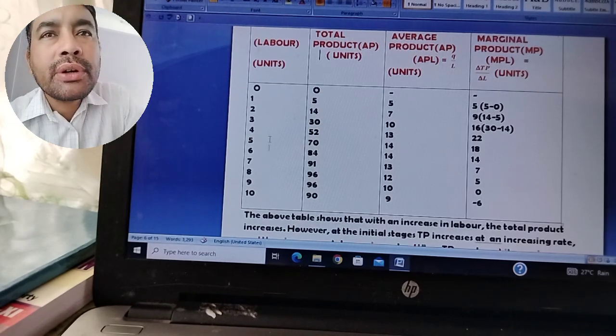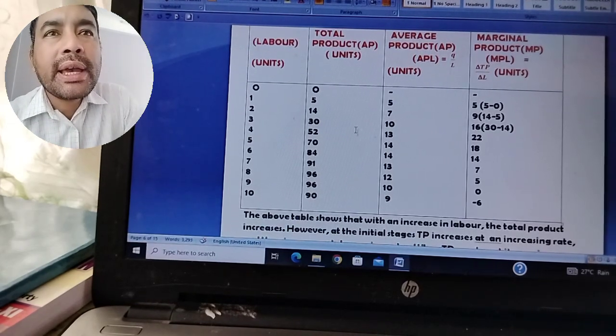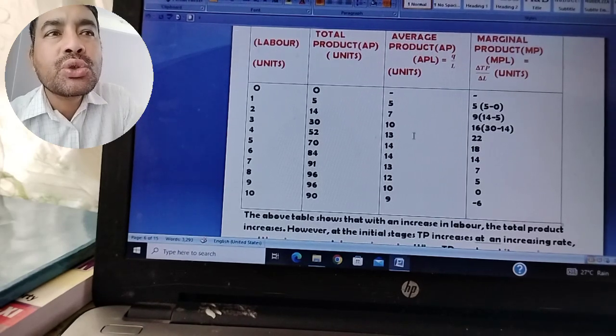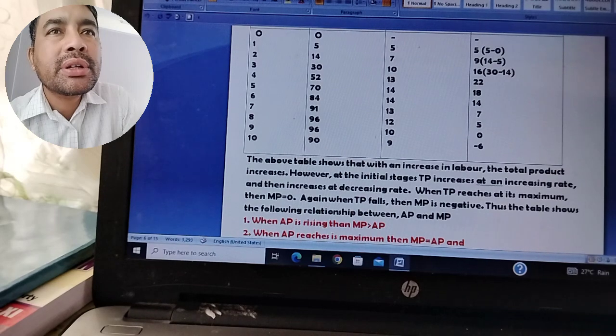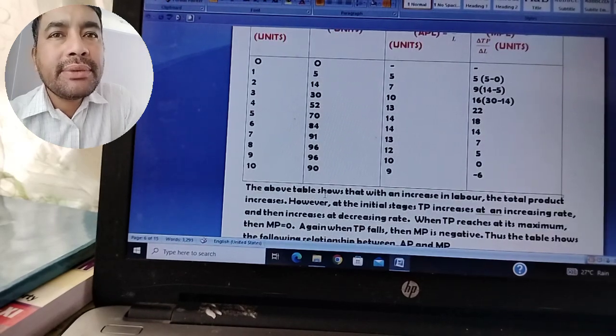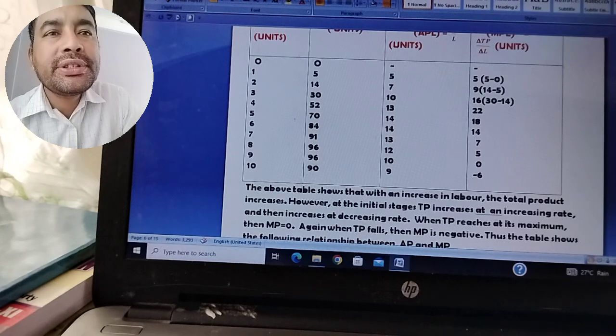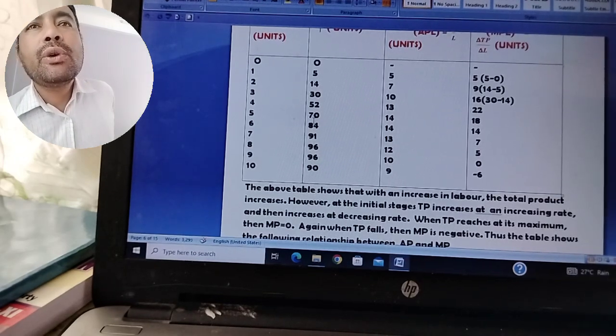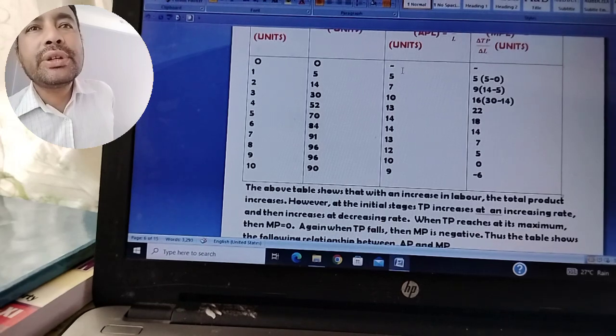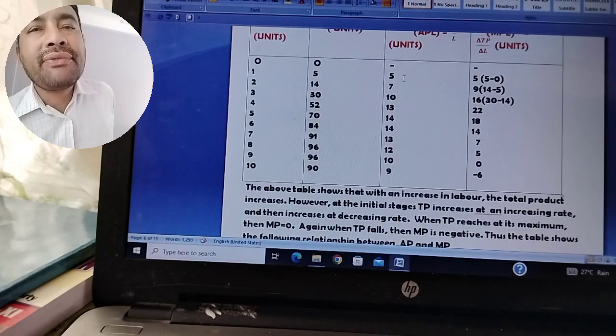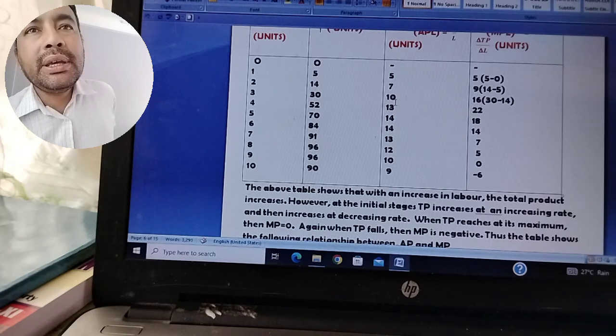So from this relation, what you are seeing is, as soon as total product increases, average product also increases. So the relation between total product and average product, you see this from the table given below. It shows that with an increase in labor, the total product increases. However, at the initial stages, TP increases at an increasing rate, then increases at a decreasing rate. When TP reaches its maximum, then MP is equal to 0. See, when TP is increasing, then AP is also increasing, but AP is increasing at an increasing rate, that is, faster than the increase in total product. After that, TP continues to increase, but the increase in AP will be less.